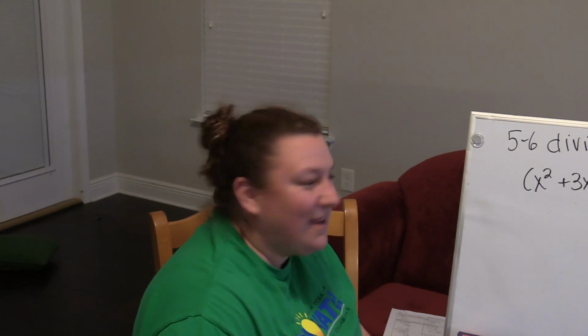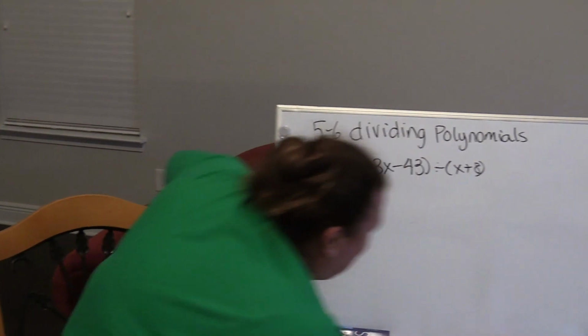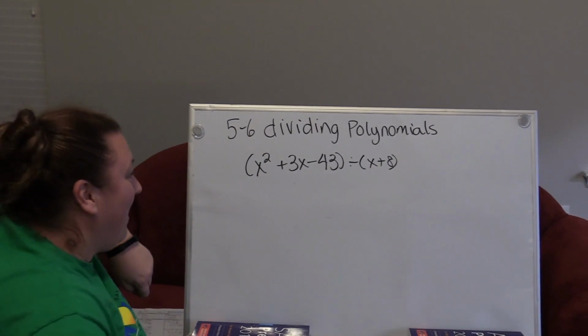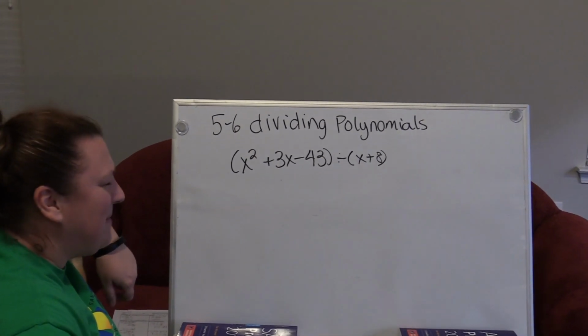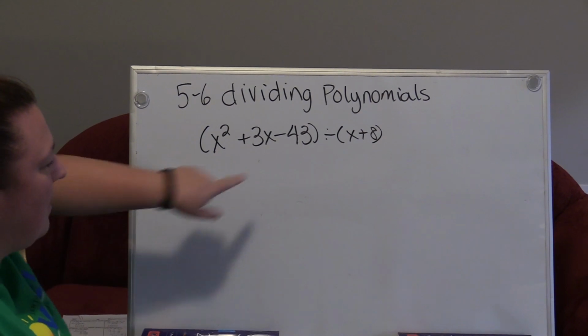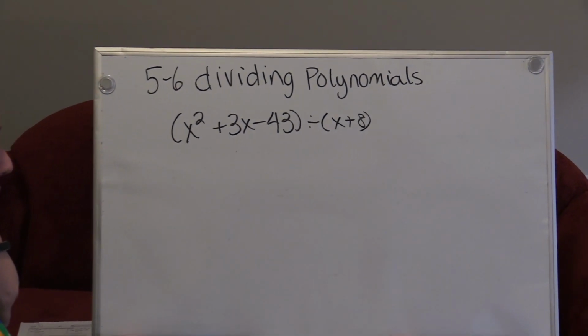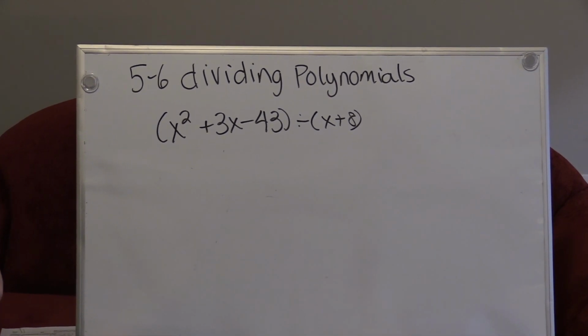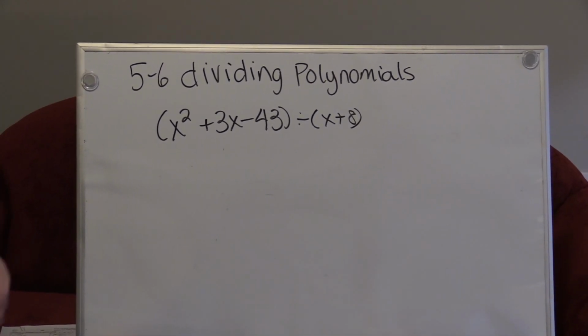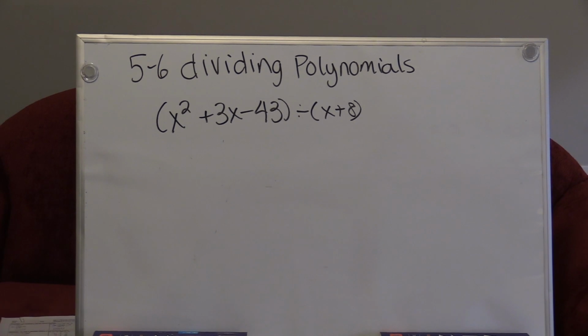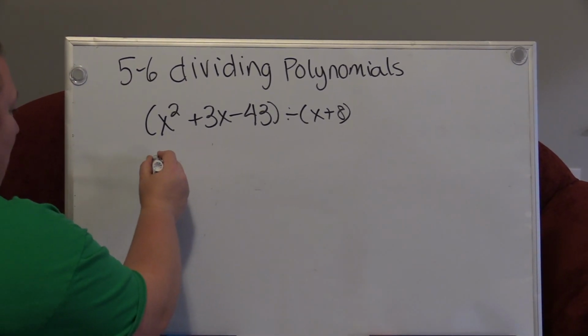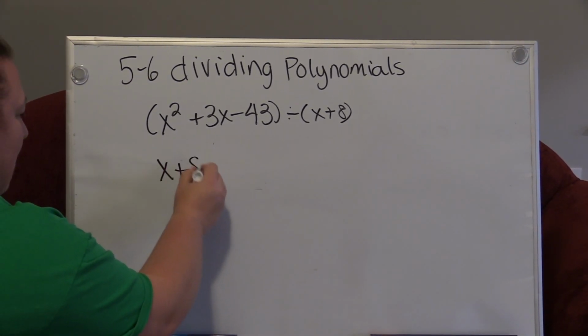So let's get started. Here I have 2 polynomials that need to be divided. But if I look at numbers that multiply together to give me negative 43 and added together to give me 3, I know that they are not factorable. So we have to use a different method. So I'm going to go back to elementary school in a long division process.